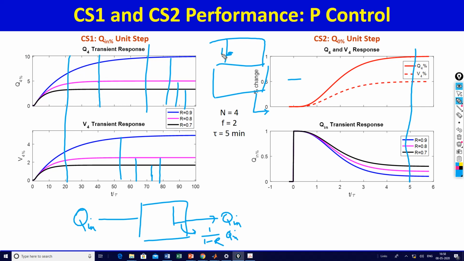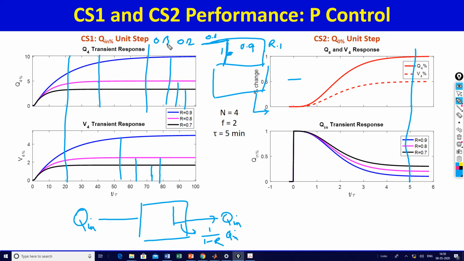Then the change here is going to be R times 1. So for 0.9 it is going to be 0.9. So the final value of the recycle stream is going to be 0.9. And if this is 0.9, to keep this at 1, the fresh flow must settle at 0.1. On the other hand, if R is 0.8, the fresh flow must settle at 0.2. If R is 0.7, the fresh flow must settle at 0.3. So that's what you see here.